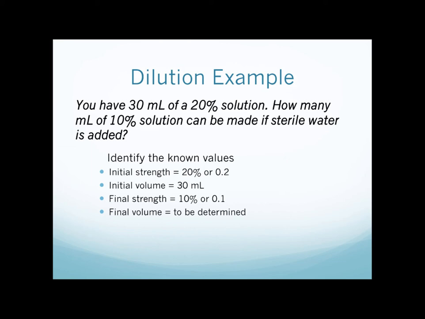What you know: you have a 20% solution, which can be depicted as 20% or 0.2, and the initial volume is 30 mLs. Your final strength is 10% or 0.1, and the final volume is what you're trying to figure out. So I plug it into that equation: 0.2 times 30 mLs is equal to 0.1 times x. Multiply this out and divide by 0.1, and x is equal to 60 mLs.